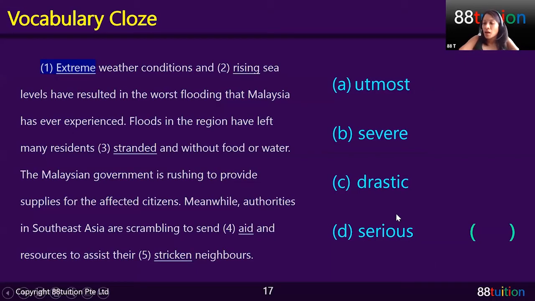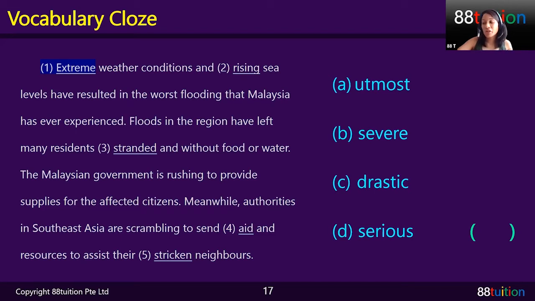Okay. I'll just read through it once first, before we go through the answers. Extreme weather conditions and rising sea levels have resulted in the worst flooding that Malaysia has ever experienced. Floods in the region have left many residents stranded and without food or water. The Malaysian government is rushing to provide supplies for the affected citizens. Meanwhile, authorities in Southeast Asia are scrambling to send aid and resources to assist their stricken neighbors. Okay, now first question.